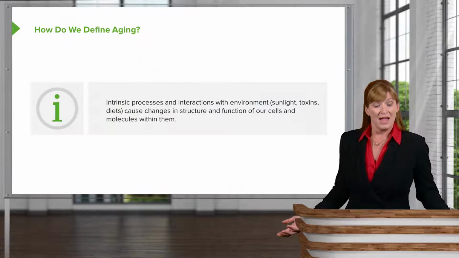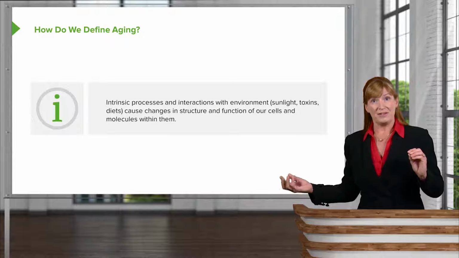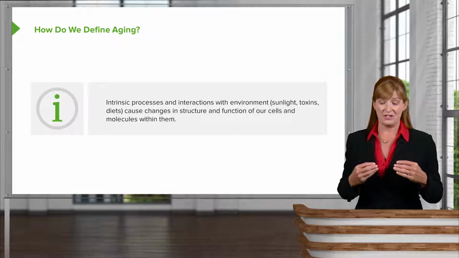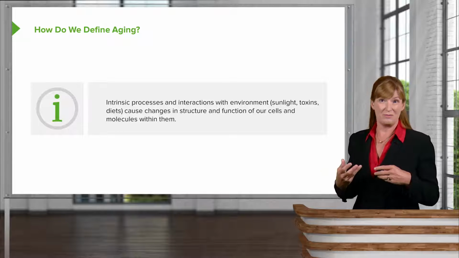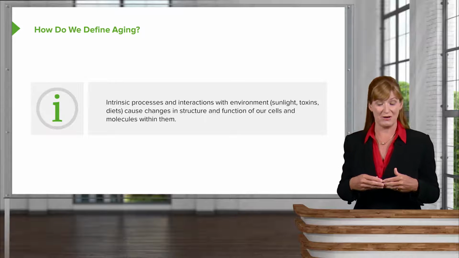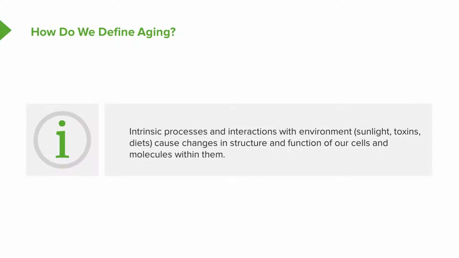So let's think about the idea that it's an intrinsic process where we have interactions with environment, which could be things like sunlight and toxins and the things that we consume in our diets that cause changes in structure and function of our cells and all of the molecules within them. So if you could think for a moment about all of the things that you know that could contribute to cellular aging, what sort of things would you come up with?